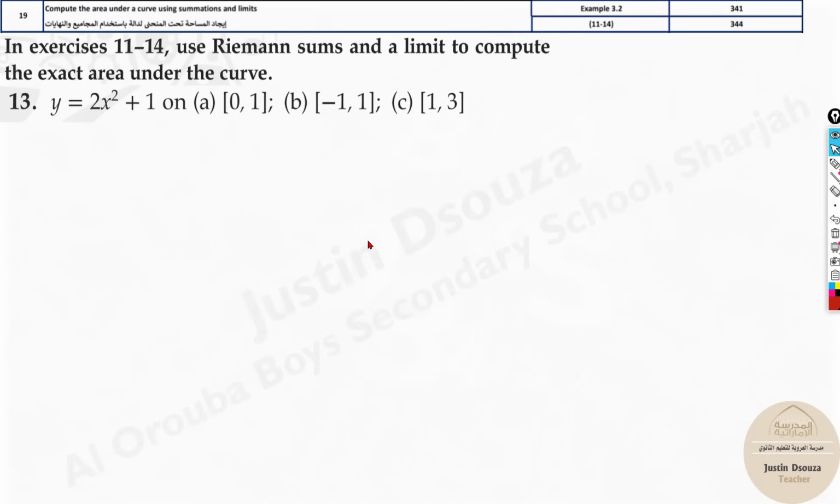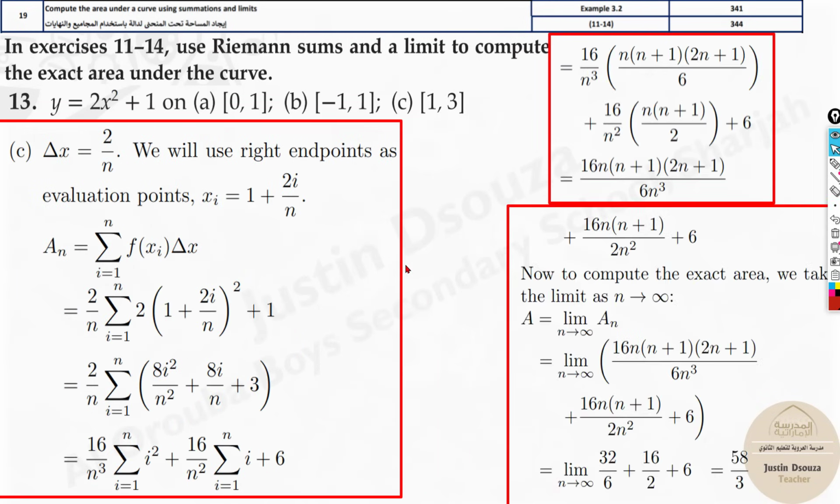All the solutions are over here. It's very simple. The concept remains the same. The formula is the same. All you need to do is use the formula, find delta x, find x of i, substitute in the formula, then substitute back and do it. Also, in the middle, you can directly try substituting the values into the formulas, and then you can take the limit by calculator as well.